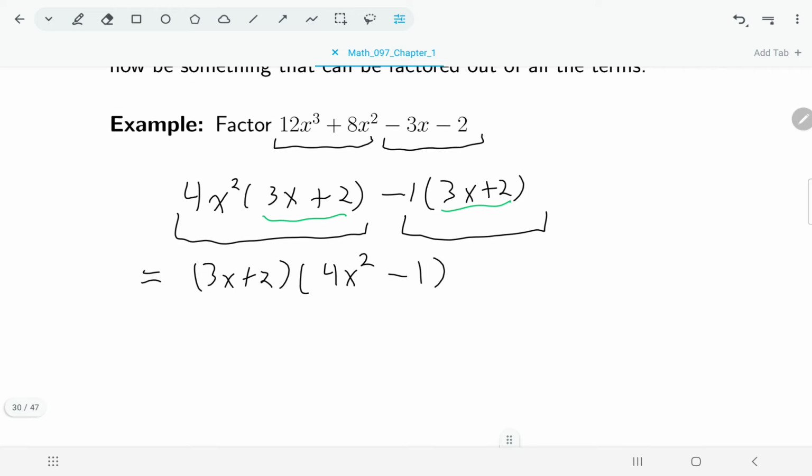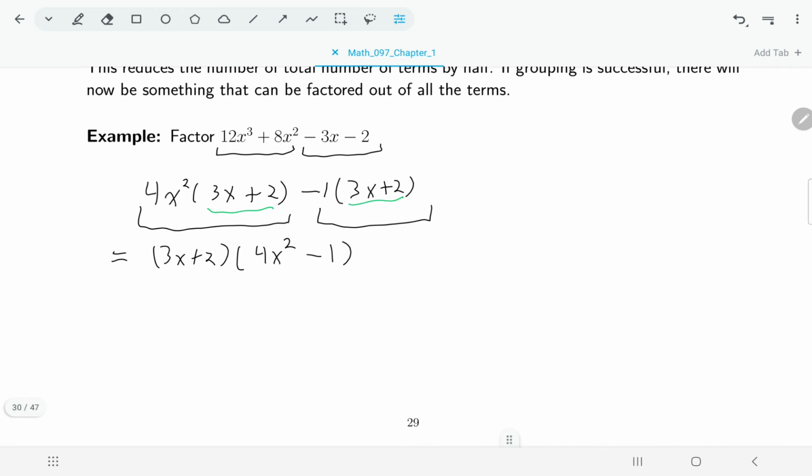Of course, don't forget that we still need to ask ourselves if our factoring is finished or if there's any other work that needs to be done. And in this case, there certainly is: 4x squared minus 1. You might have noticed it, and if you didn't, now you will. It is a perfect square minus a perfect square. 4x squared is 2x that's been squared, and 1 is 1 that's been squared. So 4x squared minus 1 should factor as (2x plus 1)(2x minus 1).